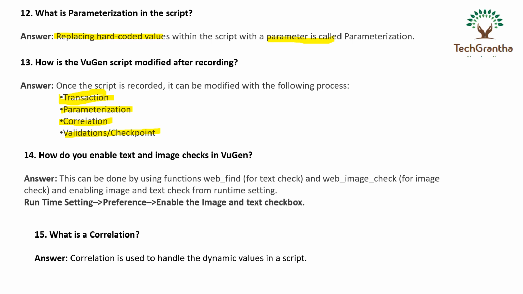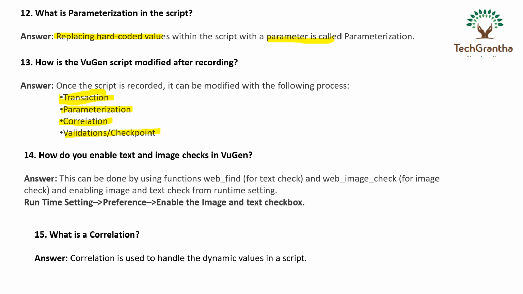Okay, now question number 14. How do you enable the text check and image check in VuGen? Suppose whenever you want to do the validation for the image check, what you need to do is go to the runtime settings, and under preferences you need to click on the enable image and text check box. Then you can get the image checkpoint validation.